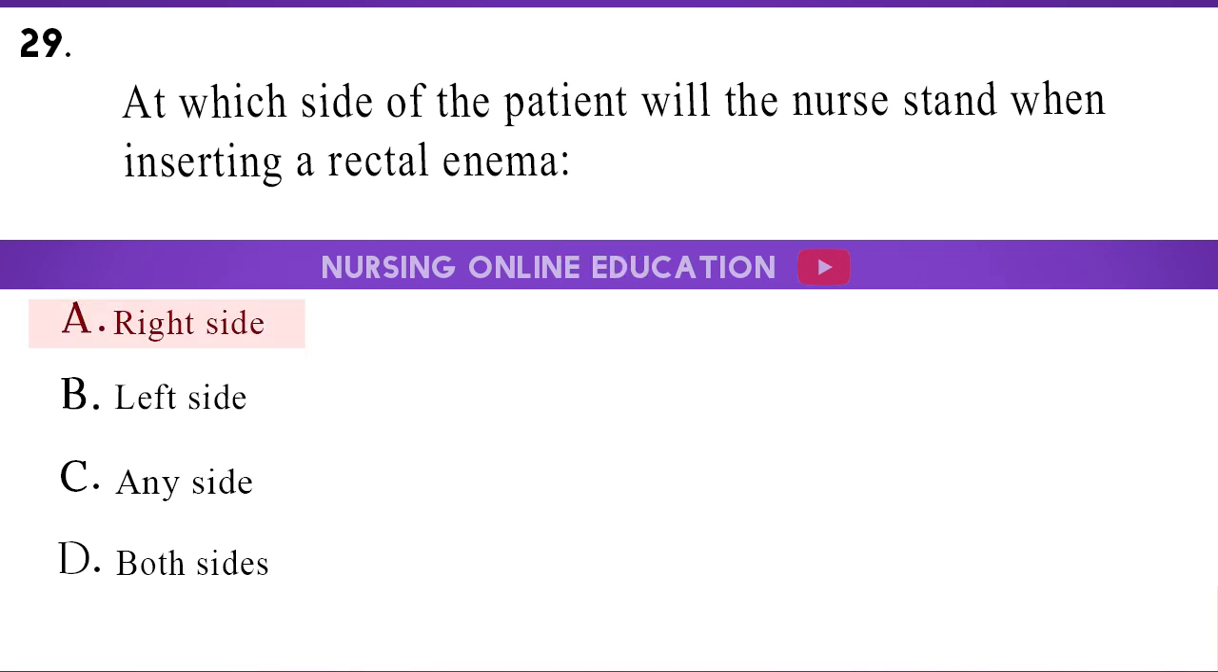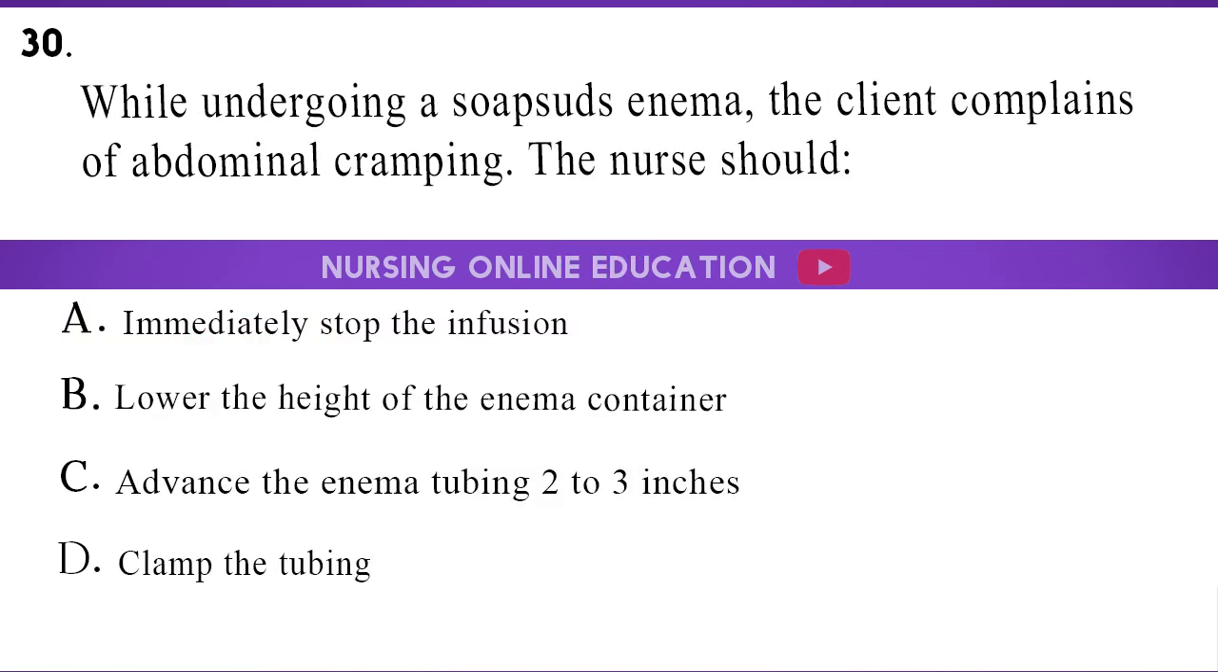The answer is option A, right side. 30. While undergoing a soapsuds enema, the client complains of abdominal cramping. The nurse should immediately: A. Stop the infusion. B. Lower the height of the enema container. C. Advance the enema tubing 2 to 3 inches. D. Clamp the tubing. The answer is option B, lower the height of the enema container.